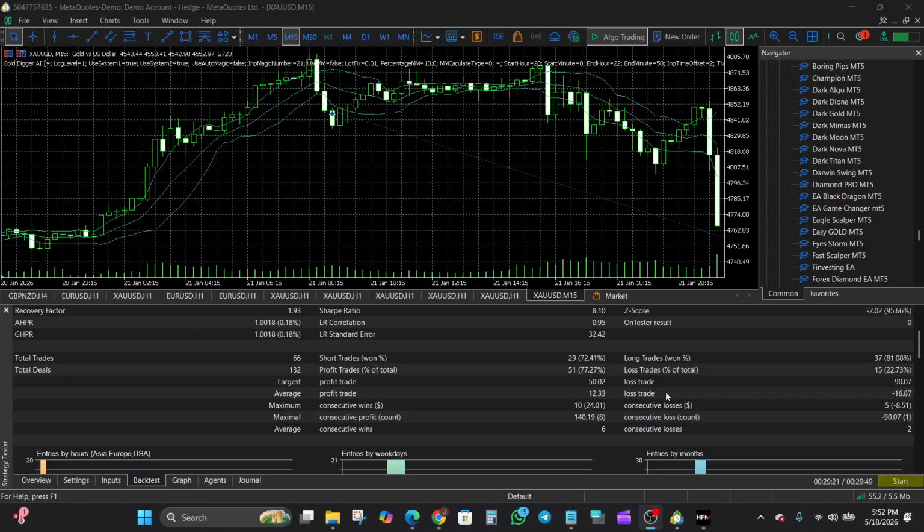So performance can vary significantly depending on broker execution, spreads, slippage, lot sizing, optimization settings, and overall gold market volatility, right? So that's why I'd still recommend running longer term testing yourself as well, so you can get a broader understanding of how the EA behaves under different market conditions and broker environments.